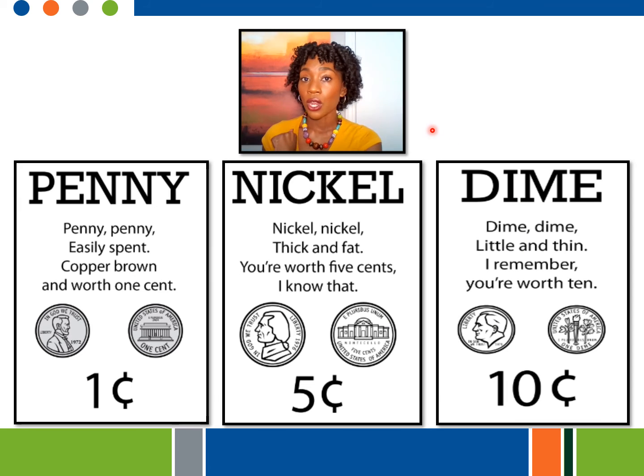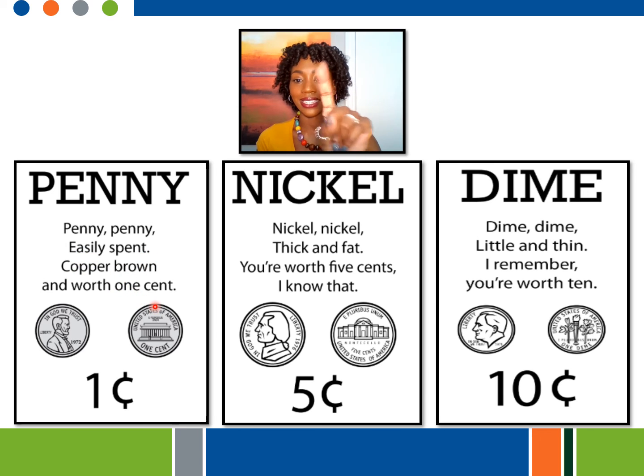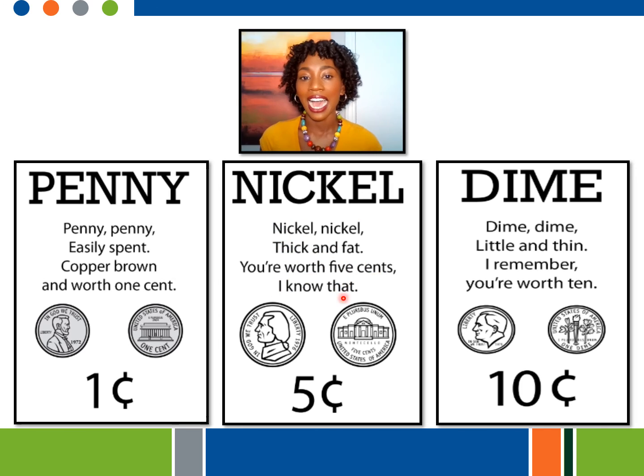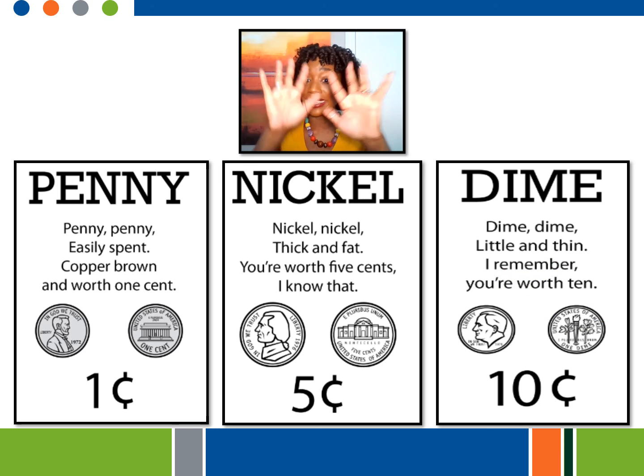Now, you know it, we're collecting money. We're looking at our pennies, our nickels, and our dimes. So let's go ahead and say our rhymes for today. And we start with our pennies. Penny, penny, easily spent, copper brown, and worth 1 cent. Now, nickels. Nickel, nickel, thick and fat, you're worth 5 cents. I know that. And last, dimes. Dime, dime, little and thin. I remember you're worth 10.